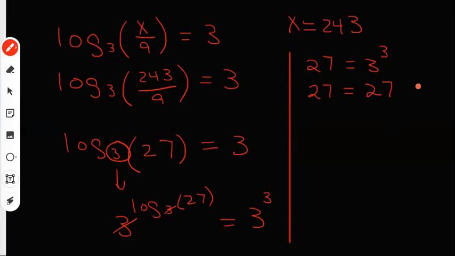So I get 27 is equal to 27. That is my true statement. So I'll put a check mark. So that's how I know 243 is going to be my answer.